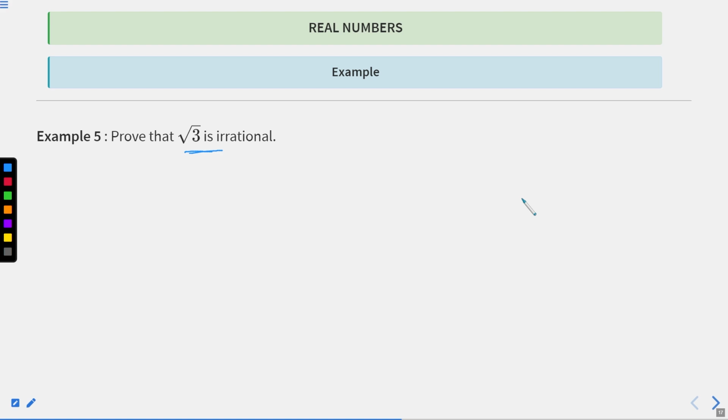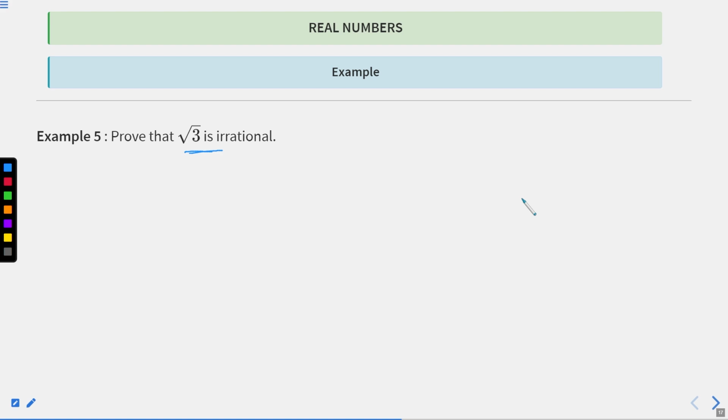Then we get root 2 is equal to a over b, and if we cross multiply, we get root 2 times b is equal to a. Now squaring and rearranging, we get 2b square is equal to a square. From this equation we can say 2 divides a square, and we know this theorem: if p is a prime number and p divides a square, then p also divides a. Here 2 divides a square, so by this theorem 2 also divides a.